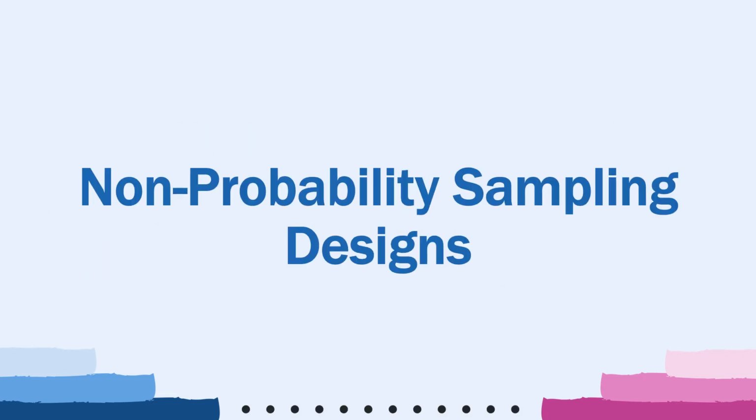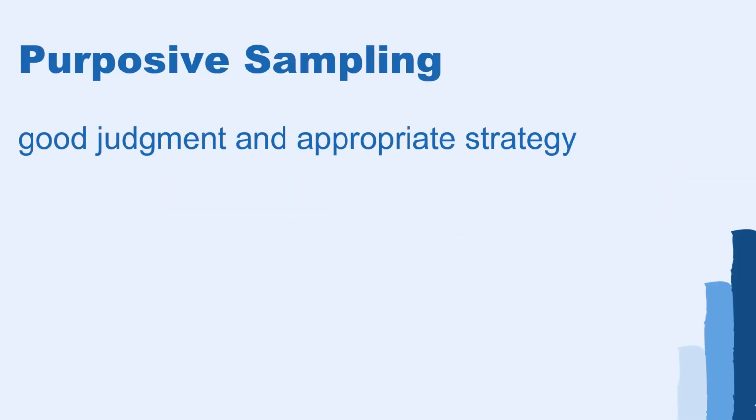Next, non-probability sampling designs. So there's also a lot under non-probability. 1, purposive sampling. In purposive sampling, your basis is good judgment and appropriate strategy. Again, your basis is good judgment and appropriate strategy. What do we mean by good judgment and appropriate strategy? You need to choose participants that are able to describe your study population. You need to be able to choose participants that will be able to give you the experiences that you need, or the richness of the experiences that you will be needing for that research. Okay, that's the purpose of your purposive sampling.